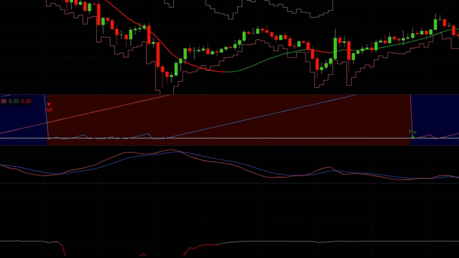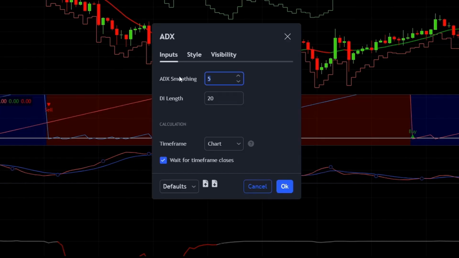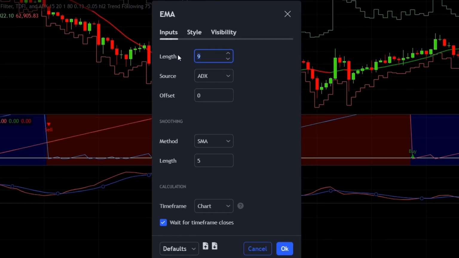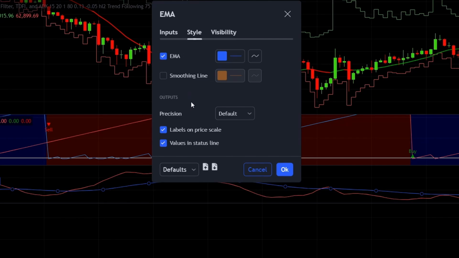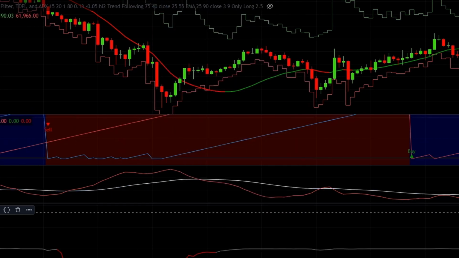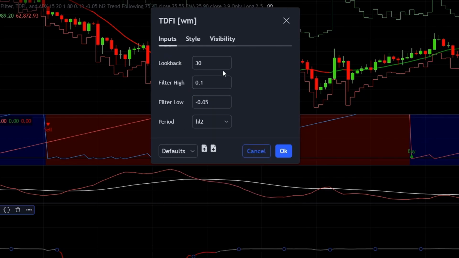Next, let's see the ADX. Set its smoothing to 5 and the DI length to 20. Also, open up the EMA, set its length to 40, and you can color however you like. I always color it white. Now on the bottom, the TDFI. Set up a 30 lookback, a 0.1 filter high, and the period should be an HL2.